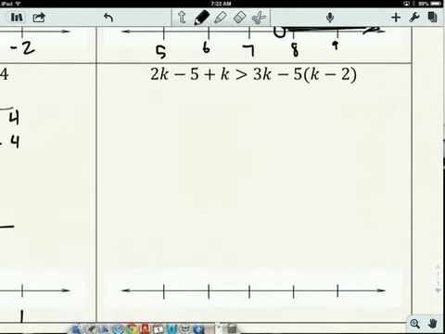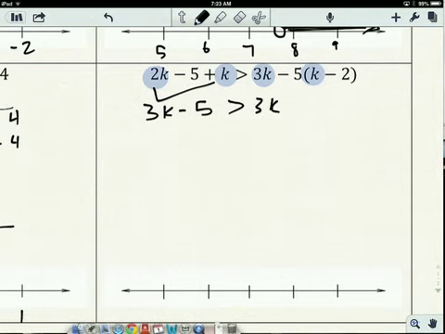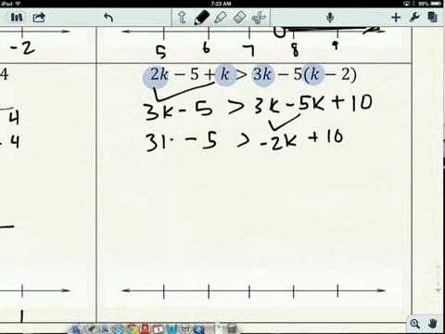Okay, one to go, and probably the most challenging one. I see stuff to simplify on both sides. I see like terms, and I also see the distributive property to take care of. So I'm going to take care of all that stuff here in the first step. 2k plus k is 3k, minus 5 is still going to be greater than 3k minus 5k. Negative and negative make a positive. 5 times 2 is 10. And so then 3k minus 5k is -2k plus 10. And the rest of the stuff comes along.